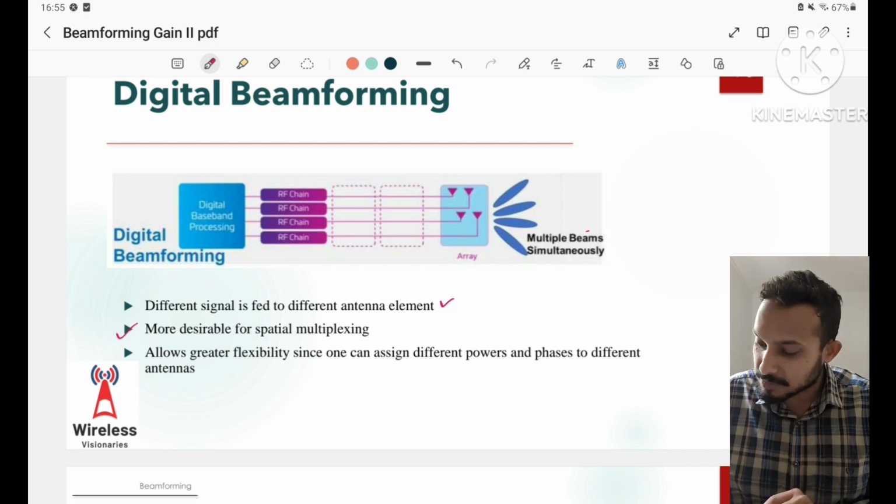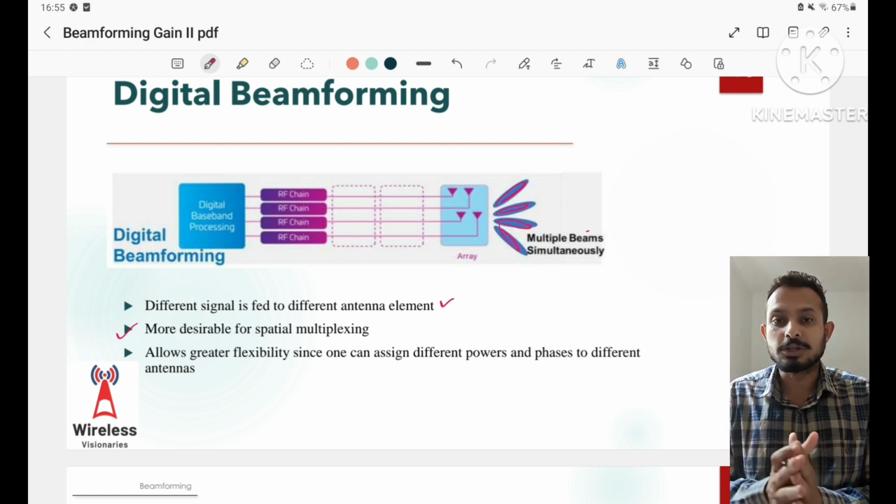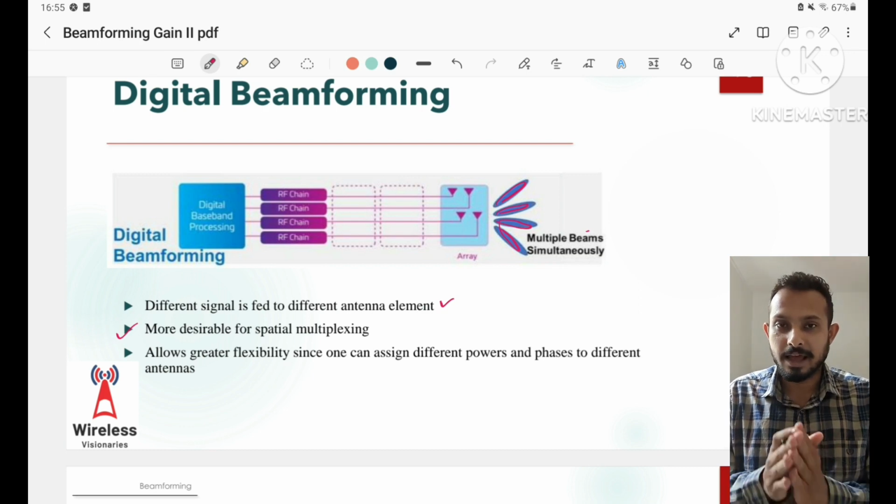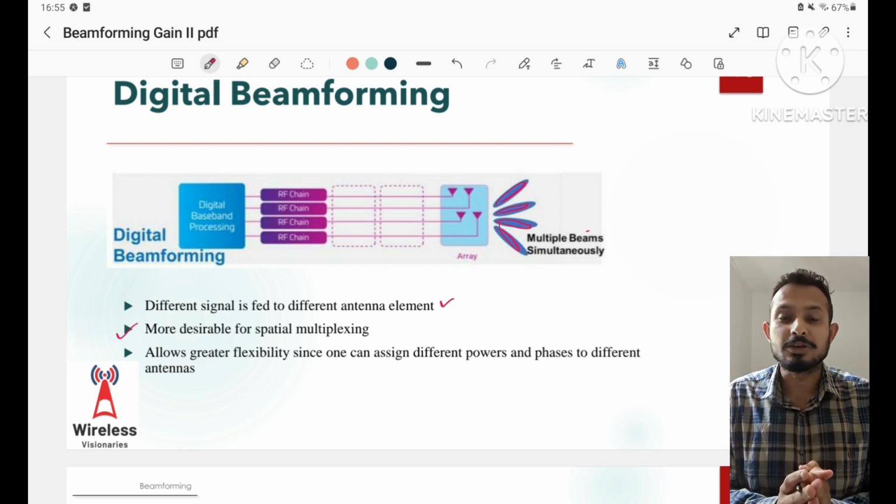So you can see in digital beamforming, multiple beams are formulated and they are transmitted to the users simultaneously. And digital beamforming is currently being used in multi-user MIMO and 5G NR.